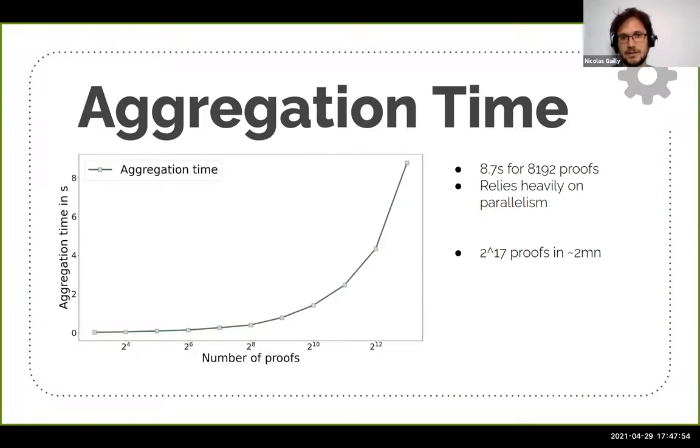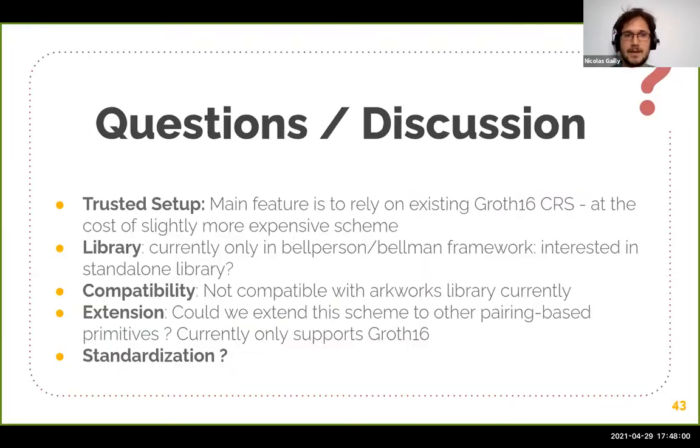I think everything is on the paper we just published, and we're going to share the URL soon, I guess. So there were multiple topics about the trusted setup, for example, our main features and the reason we chose this scheme. We adapted the scheme from Bünz et al. to rely on the existing CRS. We didn't want to make our own. Maybe it also cost us a little bit more. The scheme is slightly more expensive than the original one, but then we can use the CRS directly. The library is also currently a fork and very specialized to the bellperson framework.